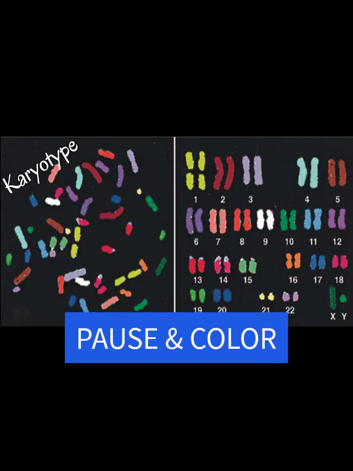Once again, I need you to pause the video. You're going to color the chromosomes in the karyotype. Make sure you color the key at the top of the page. Then you're going to circle the sex chromosomes in the karyotype on your paper. You should also have all of the blanks on this page filled in at this point.